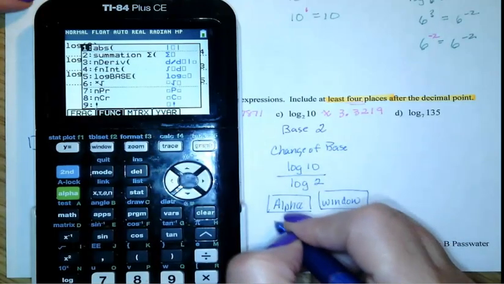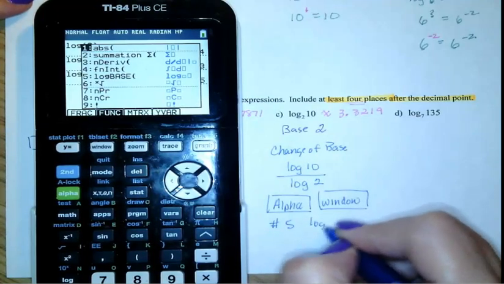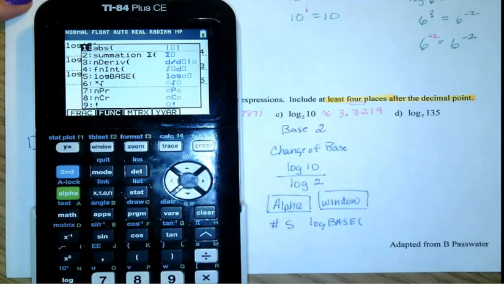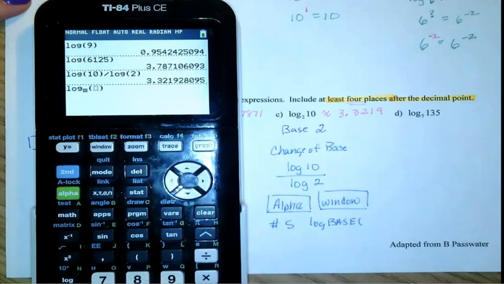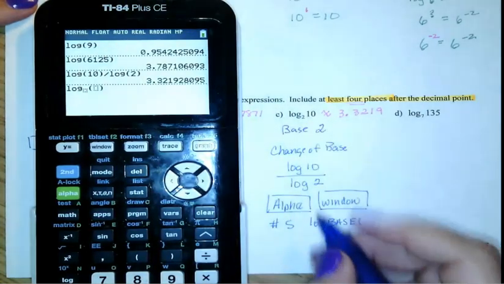And then you're going to pick number 5. And number 5 is log base, and it has that parenthesis. So when I pick number 5, now you can see it actually gives me a template so I can type it in just like it looks in the problem.